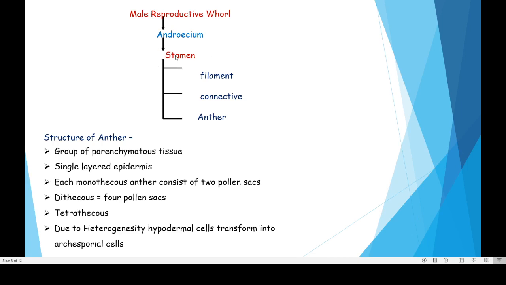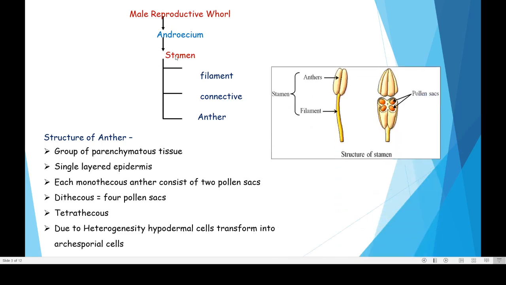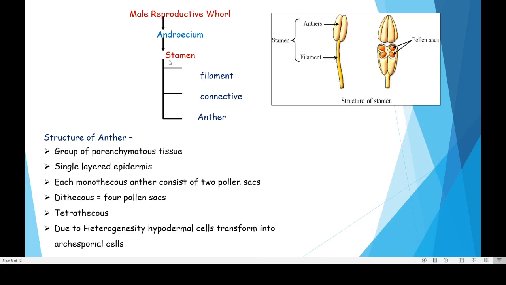The individual part of the androecium, as I have already told, is known as the stamen, and the stamen is distinguished into 3 main parts: anther, filament, and connective. The filament is the stalk-like structure which holds the anther. There are 2 anther lobes, one lobe and another lobe, and these anther lobes are joined together by the connective. In this diagram also you can see the connective, one anther lobe, another anther lobe.